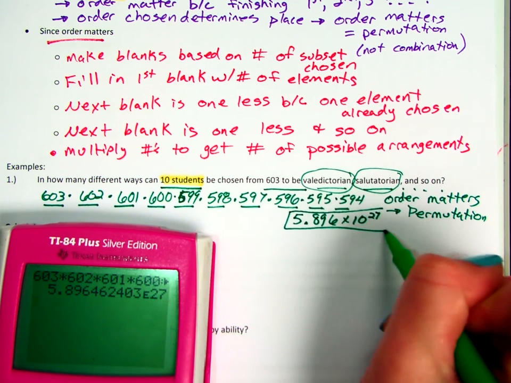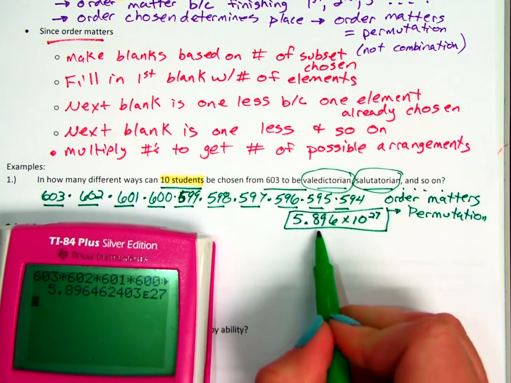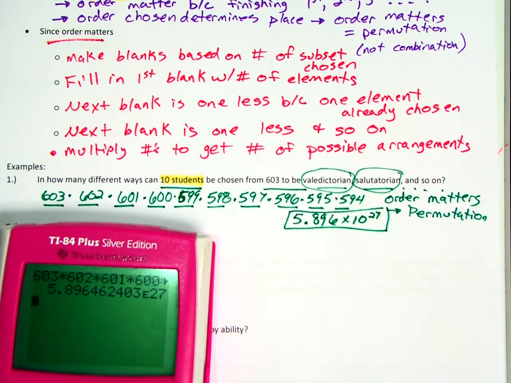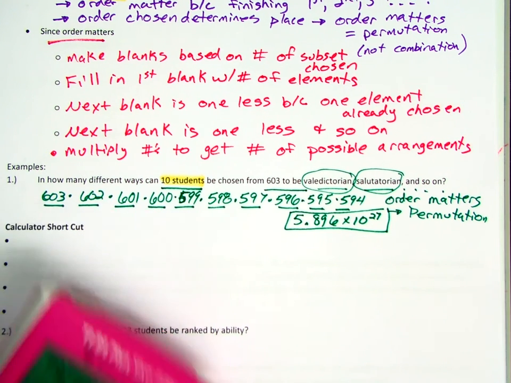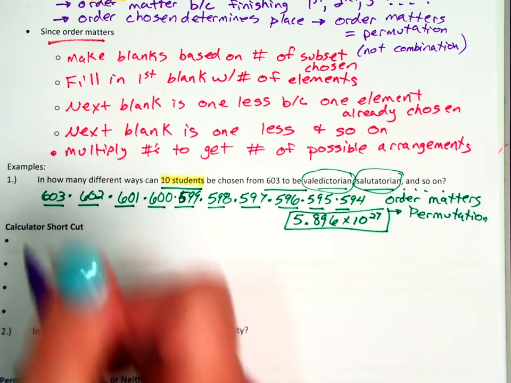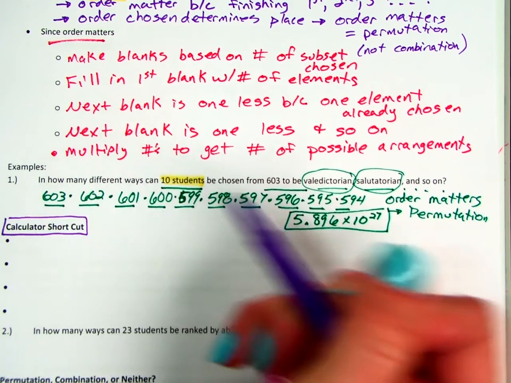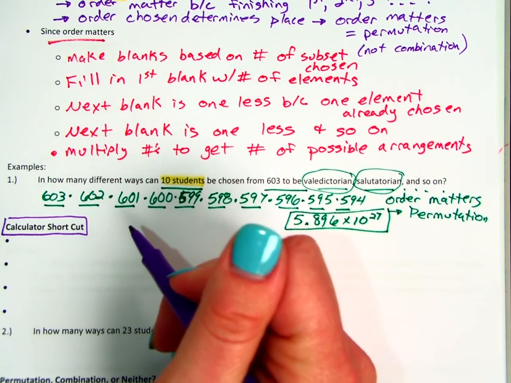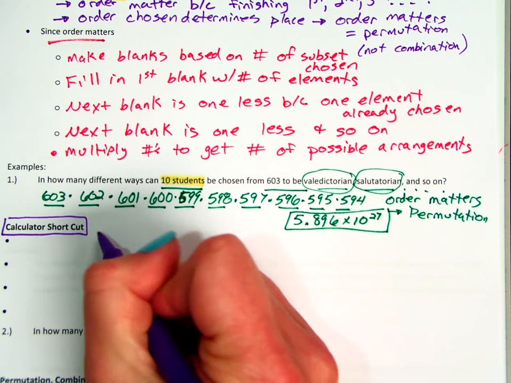Now we could write this out the long way, right, which means I'd have to move this over 27 times, but that would be a really long number, so I'm okay with you leaving that in scientific notation. All right, but just like with combinations, permutations also have a shortcut to type it in the calculator, and you might have noticed it when we were in there last time. The button looked like this.